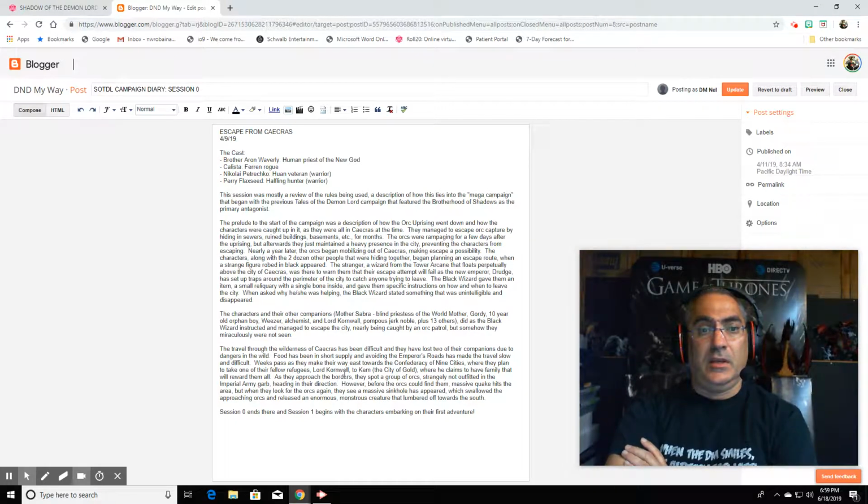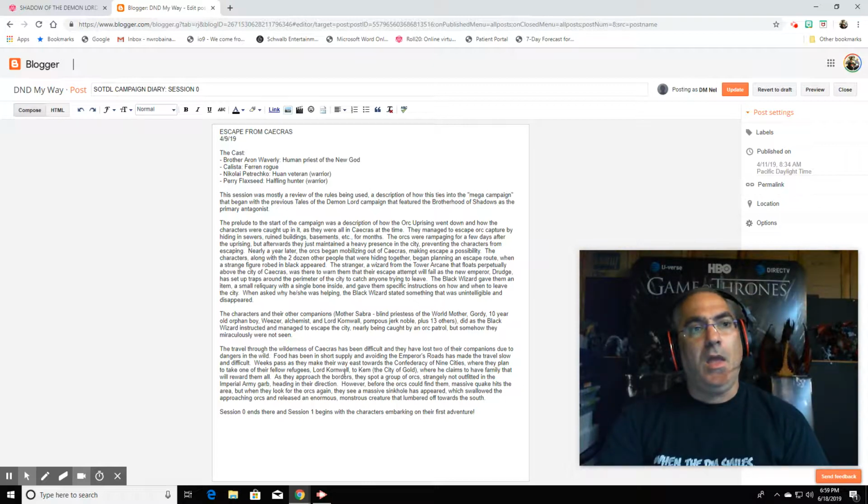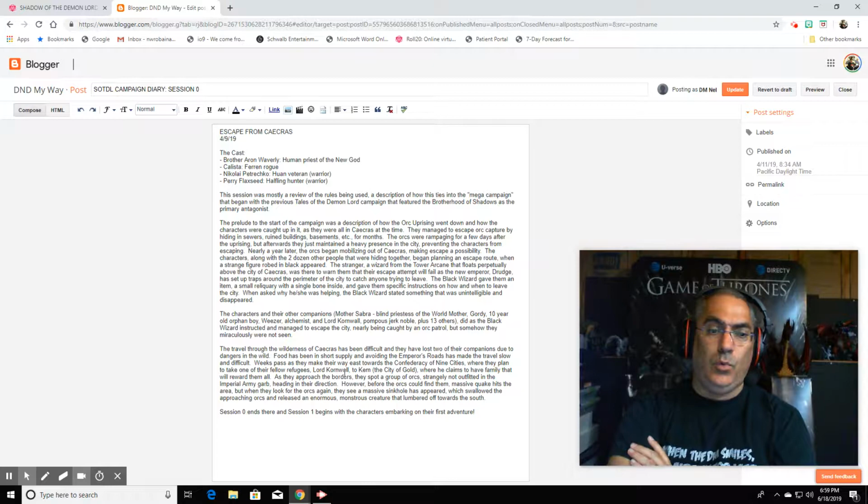And so the Black Wizard gave them a reliquary, which was basically a wooden box very ornately designed, and within it was a single bone from some undetermined creature. He asked that they take this out of the city, and at some point he will find them and reclaim the reliquary. So they agreed.